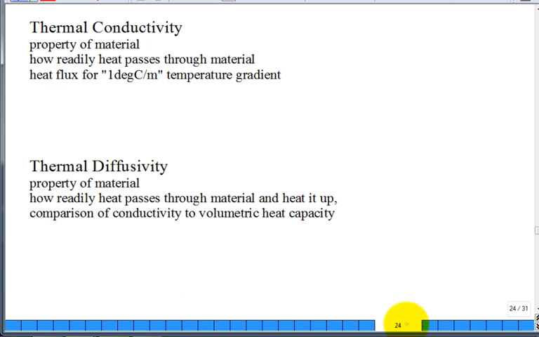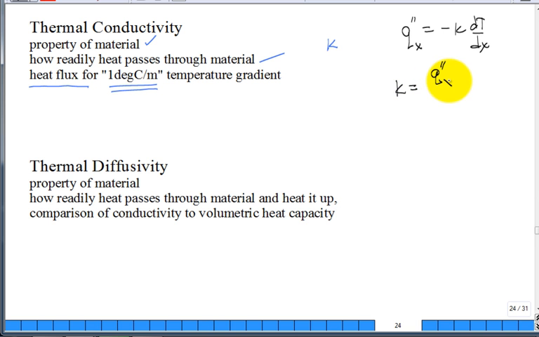So thermal conductivity, I'm going to end with this one, is a property of the material. What does it measure? It measures how readily heat passes through the material. If I have a high thermal conductivity, for the same temperature gradient, I'm going to have a higher heat flux, aren't I? So it can be read as the heat flux per 1 degree C per meter temperature gradient. Or in other words, I take Fourier's law, Qx double prime equal to minus K dT/dx, and I just say K is equal to my heat flux in that direction divided by the magnitude of the temperature gradient, adjusting for the minus sign.